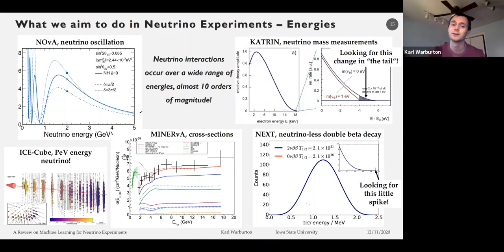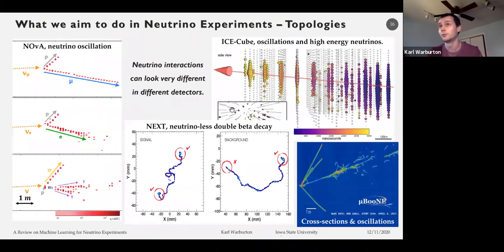IceCube can detect PeV neutrinos. I forget the exact number that PeV represents. I think it's 10 to the 15 or something. So, neutrinos interact over a wide range of energies. We have a huge range of detectors, a huge range of energies, and a huge range of different topologies that we're looking for as well. If you look at these interactions here on the left that we see in NOvA, they're very blocky, whereas here on the right, from MicroBooNE, they're much more intricate.